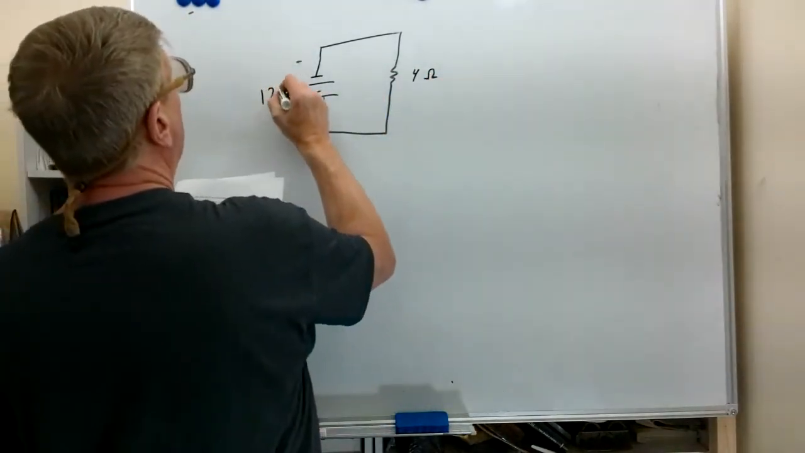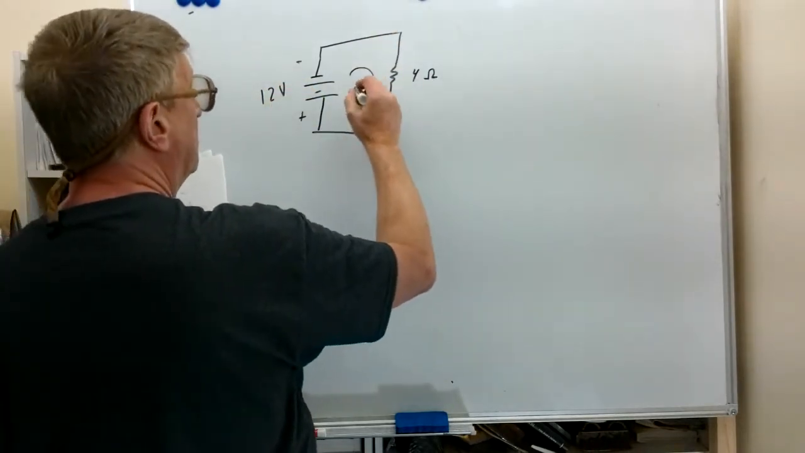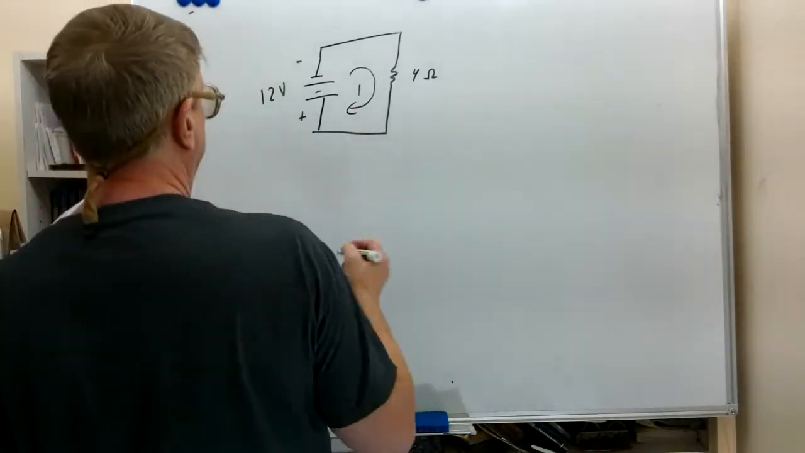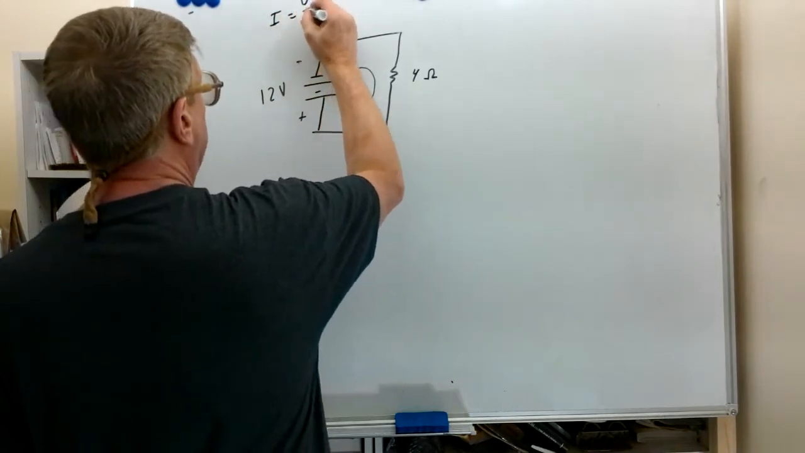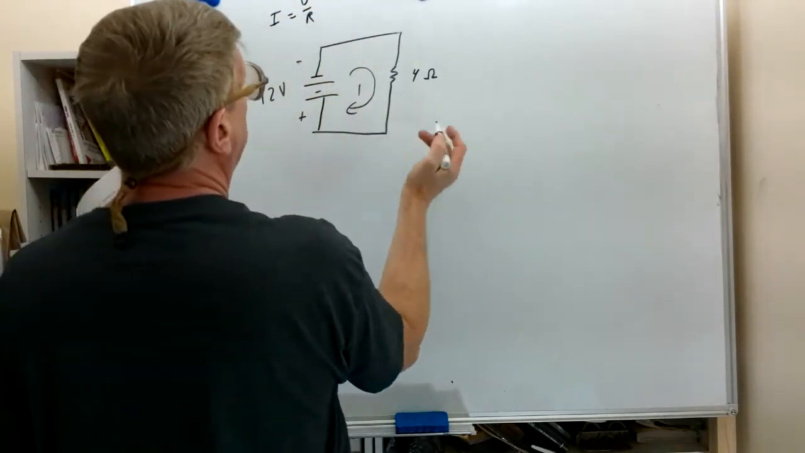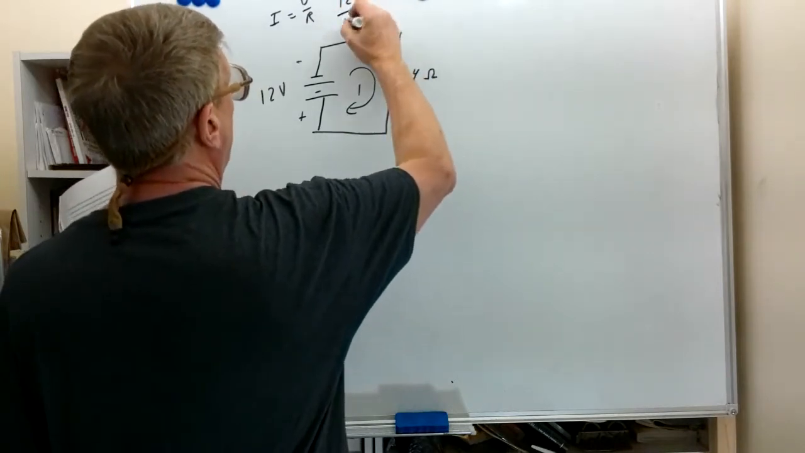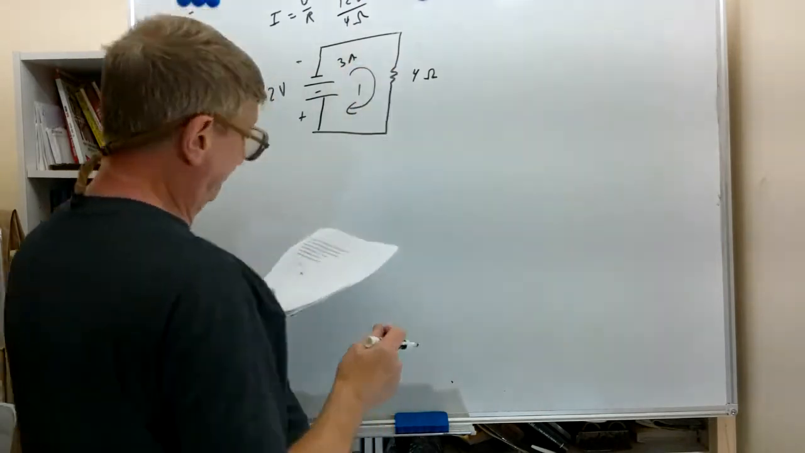We have 12 volts, negative to positive. We have our current flowing this way. We can calculate this current. We know that I, current, equals voltage divided by resistance. So in this circuit we have 12 volts divided by 4 ohms. So we have 3 amps flowing in this circuit.